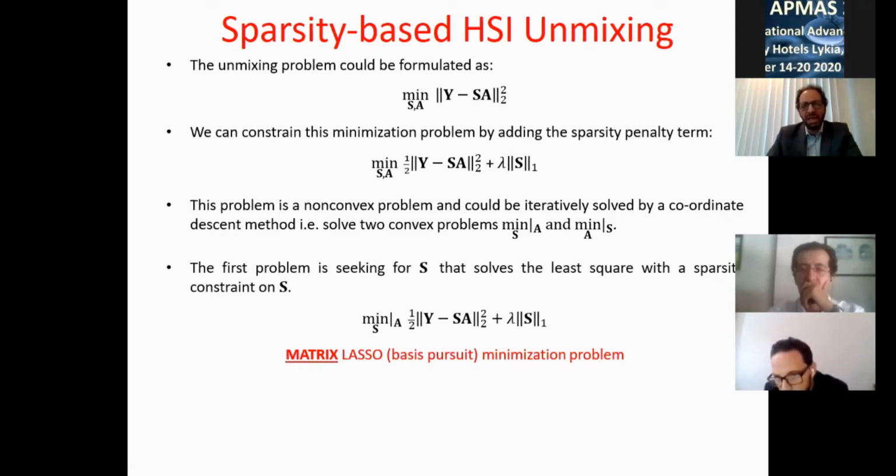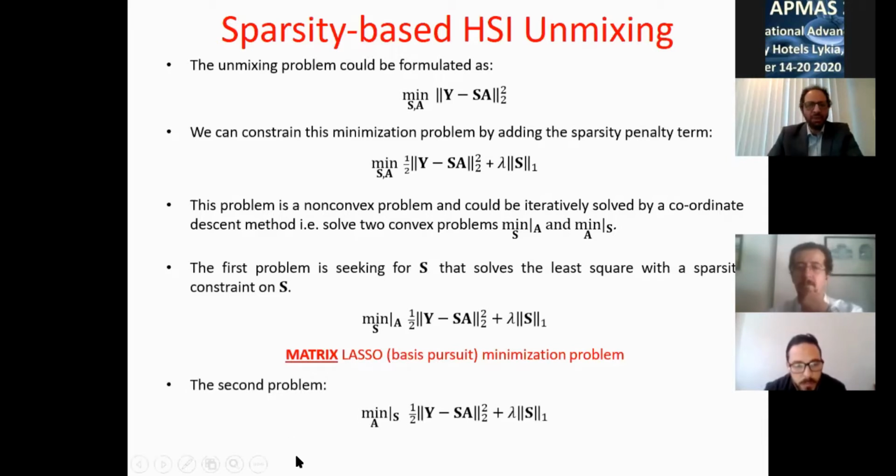It is not a vector. It's not like the Ax equals b type linear system. This is a matrix linear system, by which I mean this is a matrix and this is a matrix. It's not a vector minus a vector. So this is a matrix minimization problem. This problem is known as the LASSO problem in statistics, or the basis pursuit problem in the signal processing community, so to speak.